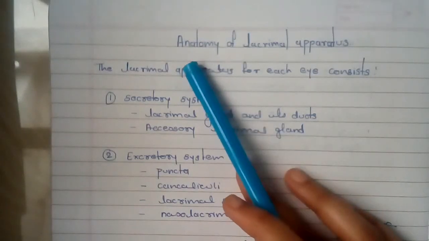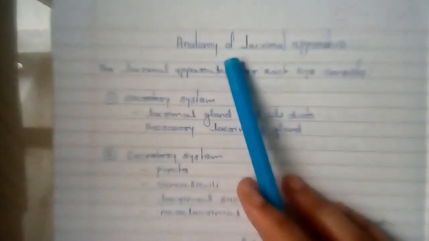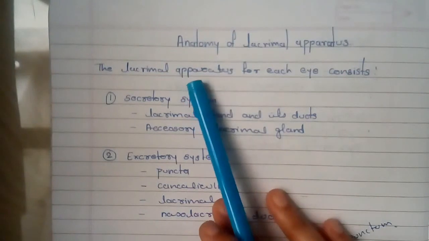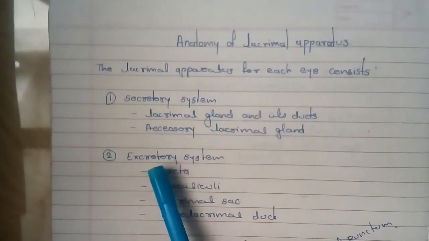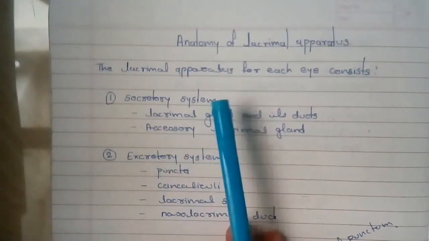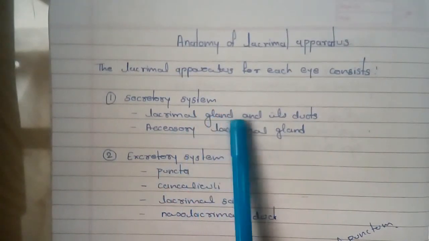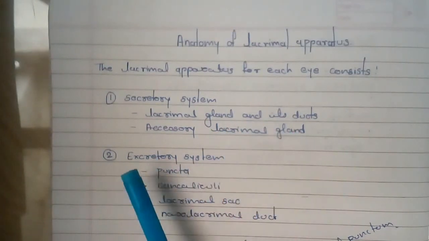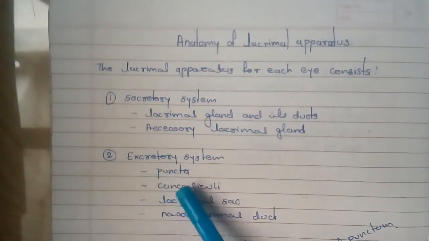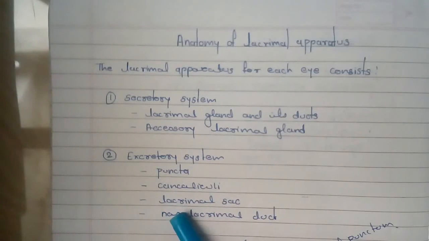Hello guys, today we are going to see the anatomy of lacrimal apparatus. Lacrimal apparatus for each eye consists of first the secretory system and second the excretory system. The secretory system consists of the lacrimal gland and its duct, and accessory lacrimal glands. The excretory system consists of the punctum, canaliculi, lacrimal sac and the nasolacrimal duct.